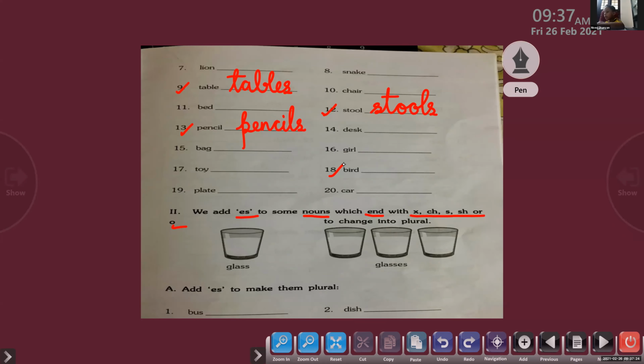B-I-R-D, plural. Bird, B-I-R-D-S. D-S, birds. Okay, very good. Thank you. Nihal, unmute. Try number 19.